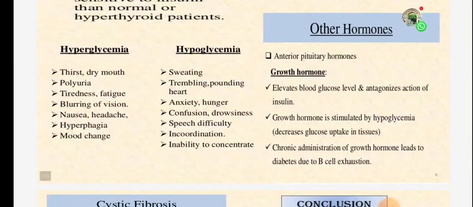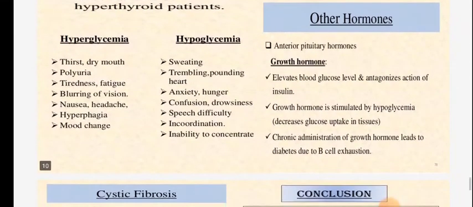Then other hormones, and hyperglycemia, hypoglycemia. In hyperglycemia, thirst, dry mouth, polyuria, tiredness, fatigue, blurring of vision, and mood change. Then in hypoglycemia, sweating, trembling, pounding heart, anxiety, hunger, confusion, speech difficulty, incoordination, etc. So these conditions develop due to glucose conditions, right?